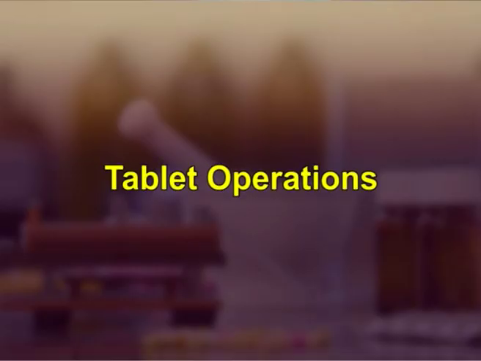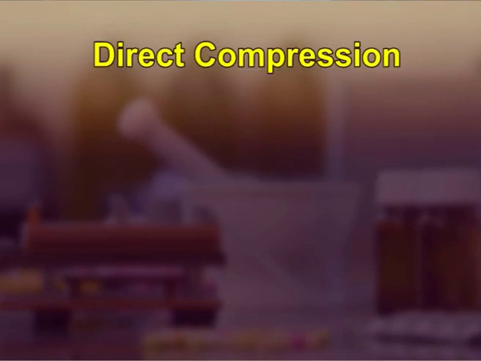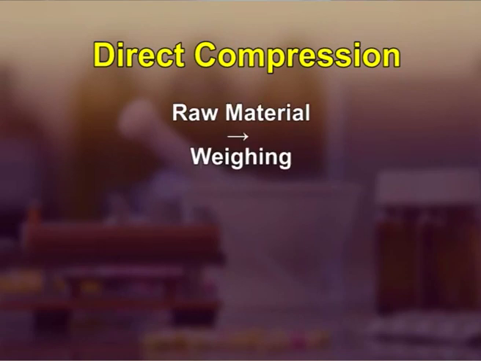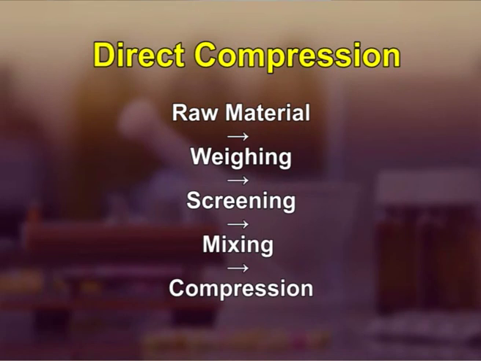What are the tablet operations involved in tablet manufacturing? First is direct compression, in which the processing steps are in sequence like this: raw material, which proceeds to weighing, then weighing proceeds to screening, then mixing, and then finally compression.